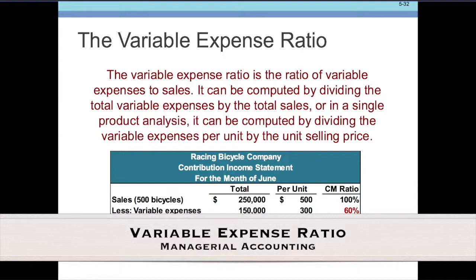Okay, let's take a little deeper look into contribution margin ratio, and so on. In fact, let's add one. Let's start with variable expense ratio. If we have a contribution margin ratio of 40%, that's contribution margin divided by sales. Well, if we take variable expenses and divide it by sales, we can get a variable expense ratio, which in this case at the Racing Bicycle Company is 60%, or 60% of their sales goes into variable expenses.